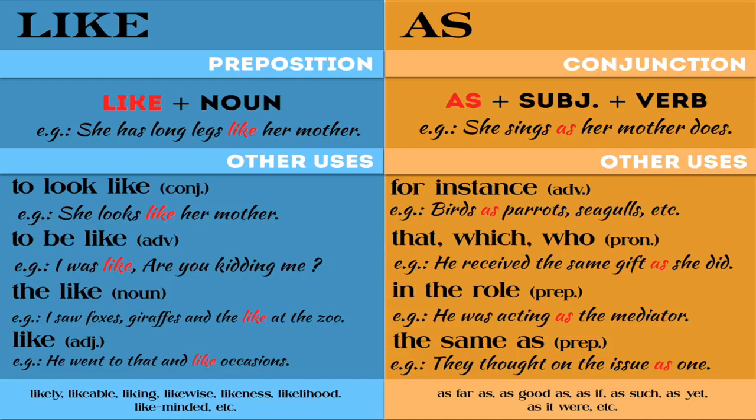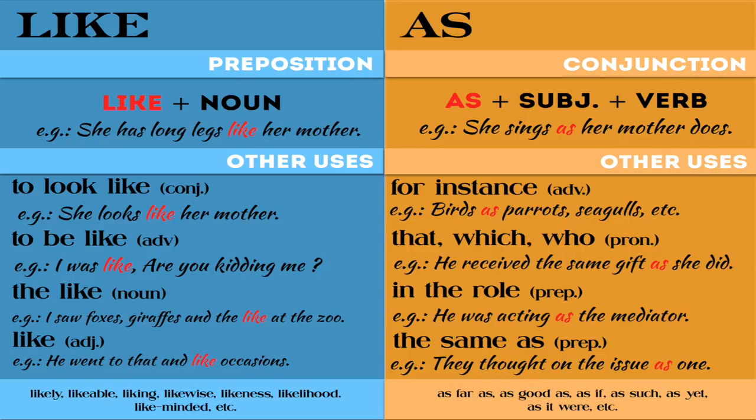If you look below, I give you another usage of like as an adverb. And to be like, the example I wrote was, I was like, are you kidding me? So like here is an adverb. The like, here like is used as a noun. The example is, I saw foxes, giraffes, and the like at the zoo. So this is the usage of like as a noun.